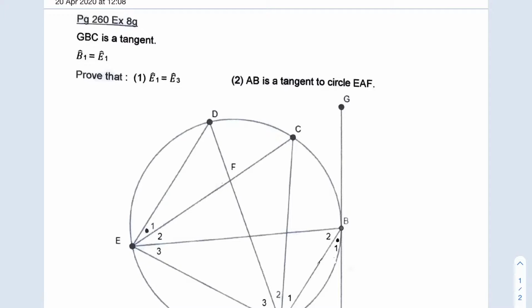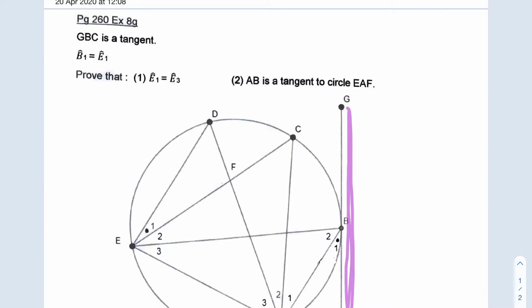Grade 11. So we're now going to do another example. In this example, we want to prove that a line is a tangent to the circle. We're going to do page 260, exercise 8, number G. The first thing they tell us in the little blurb is that GBC is a tangent. So this line here is a tangent to the circle.